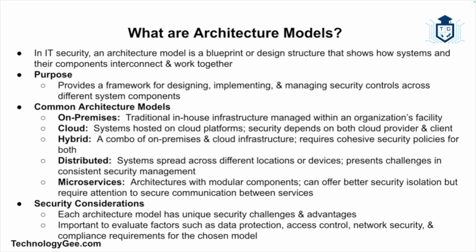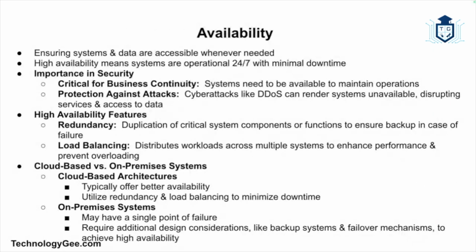All right, so let's start by quickly defining architecture models. In IT security, an architecture model is essentially a blueprint or design structure of how systems and their components interconnect and work together. Common models include on-premises, cloud, hybrid, distributed, and microservice architectures. Each of these models comes with its own set of considerations, especially when it comes to security. In the next few minutes, we're going to explore key factors that can make or break your architecture model in terms of security. All right, so let's talk about availability.